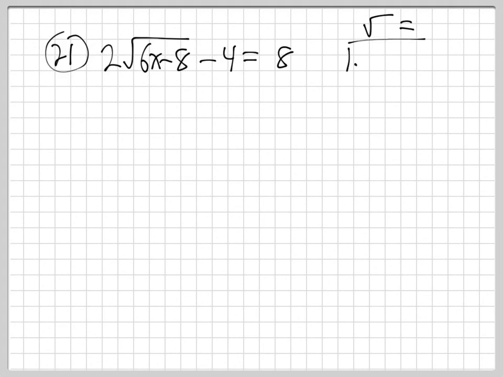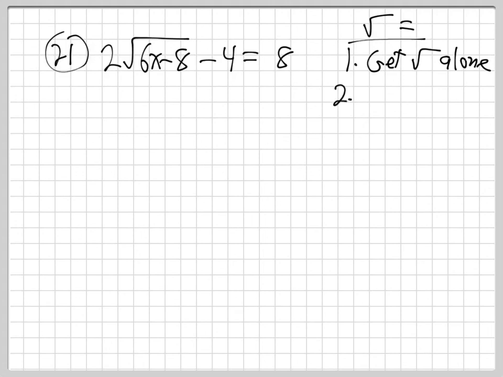So 21. 21's the big one. 22 will be quicker. 2 square root 6x minus 8 minus 4 is 8. Yeah, square root problems. All right, square root with an equals. What do you got to do? Step 1, get the root alone. So that's always our first step, huh?